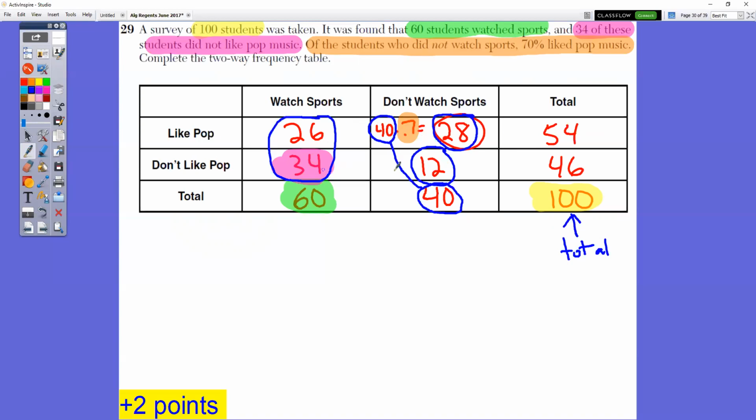Now I could just add the numbers going across. 26 plus 28 is 54. 34 plus 12 is 46. I have 100 and 100 when I add those up.